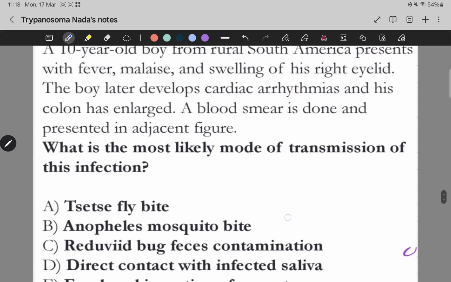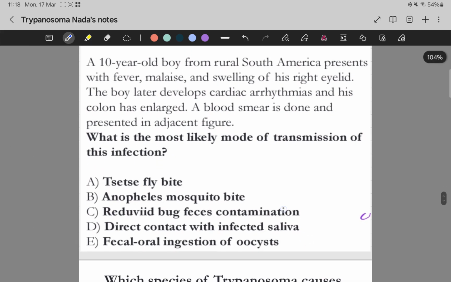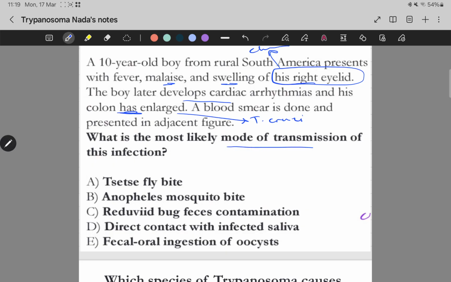Okay, so our second question is saying, a 10-year-old boy from rural South America presents with fever, malaise, meaning fatigue, swelling of his right eyelid, meaning chagoma, Chagas disease, meaning Trypanosoma cruzi. Okay. The boy later develops cardiac arrhythmias, and his colon has a large megacolon, also Trypanosoma cruzi. A blood smear is done and is presented in the adjacent figure. We can't see the figure, but anyway, I think it is clear. What is the most likely mode of transmission of the infection?